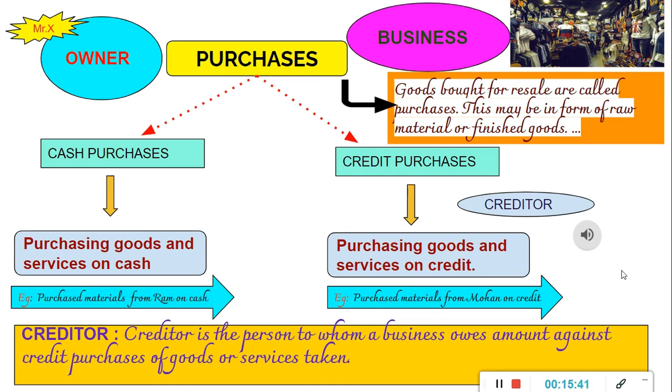Purchases are divided into two: cash purchases and credit purchases. Cash purchases means purchasing goods on cash, and credit purchases means purchasing goods on credit. From that we got one more name, that is creditor. Creditor is the person to whom a business has to pay the money. Right? Okay.